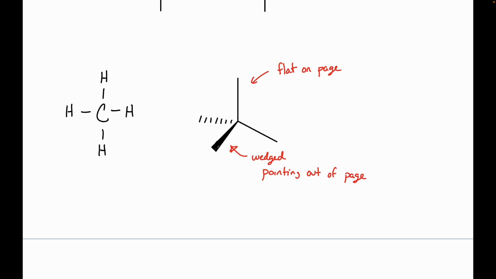And these dashed bonds here are pointing into the page. Okay, this is how we can sketch these three-dimensional objects. Because again, whenever you do your Lewis structure, it's kind of a flat representation. But these things are 3D shapes here. So we can use these perspective drawings here to help draw our 3D shapes.